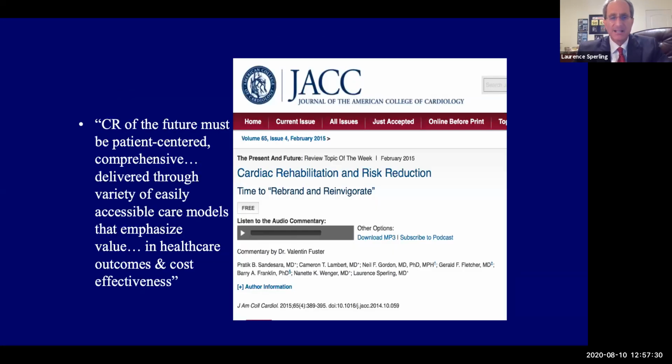In our paper in JACC, we pointed out again that the cardiac rehab of the future must be patient-centered, comprehensive, and delivered through easily accessible models, emphasizing value and healthcare outcomes and cost effectiveness. Next slide.